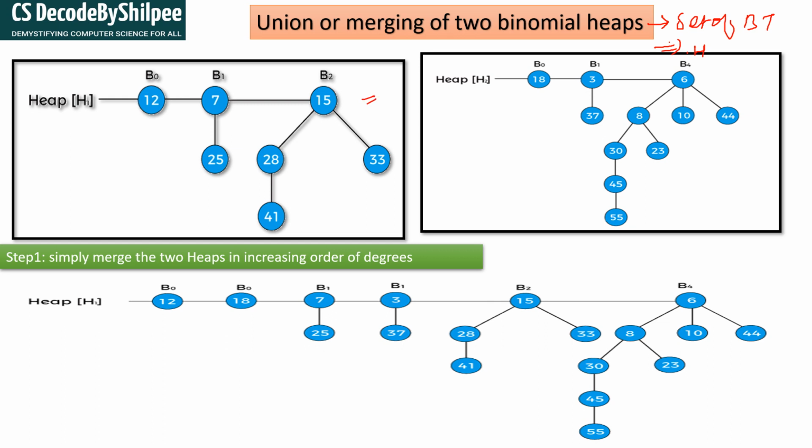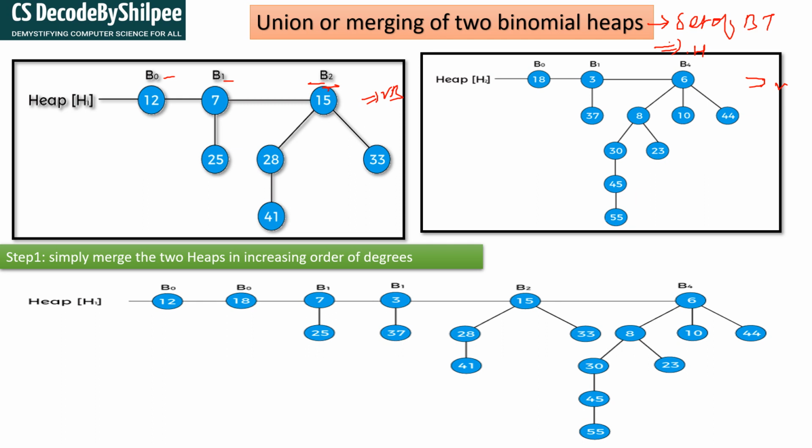Look at this, this is a valid binomial heap because there is a B0, B1 and B2. So all these trees' degrees are unique. For this one also, all these trees' degrees are unique. So both of these are valid binomial heaps. Now we will perform the union operation.